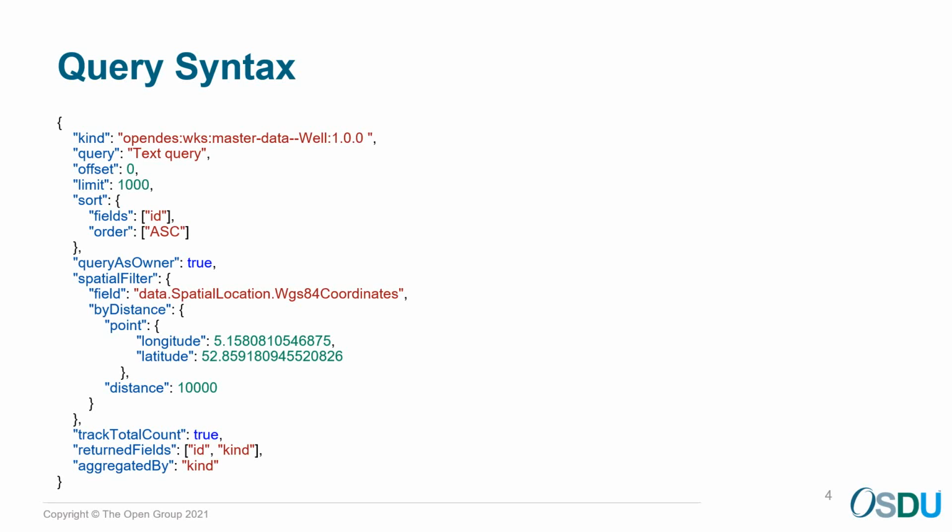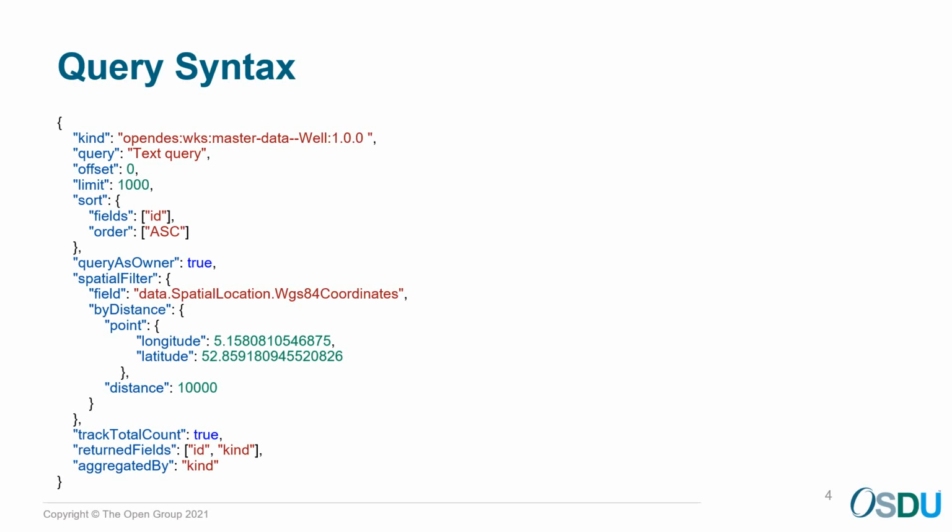This example is the anatomy of a query. It shows all possible fields of a query. I will explain each of those fields in detail. Kind is the only required field and represents the kind of records to search for. Query is a query string based on Lucene query syntax. Offset, a number, is the starting offset from which to return results. The default equals 0. Limit is the maximum number of results returned in a request, defaults to 10, and has an upper bound of 1000.